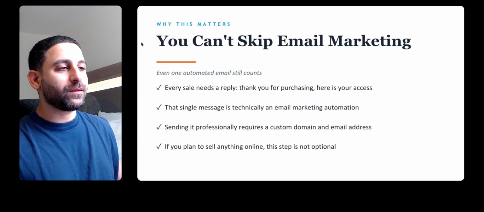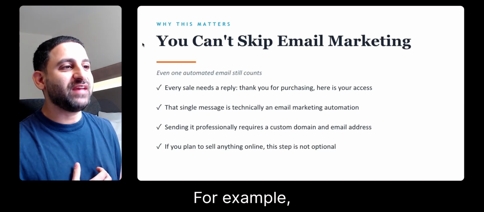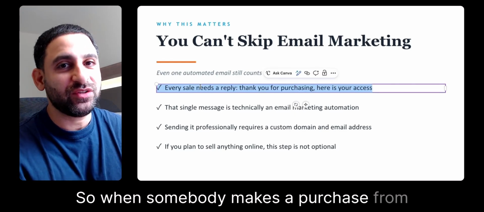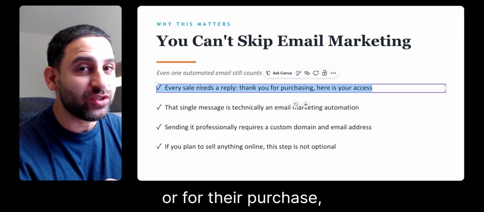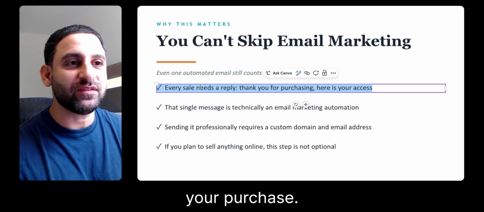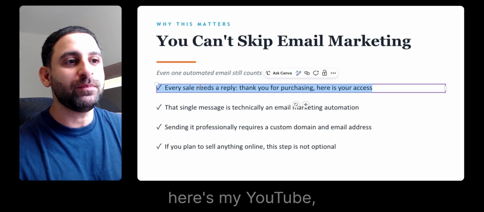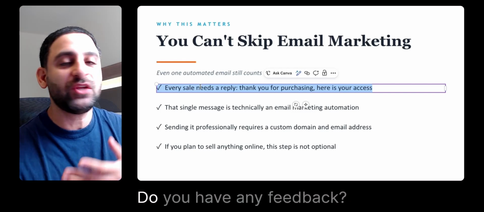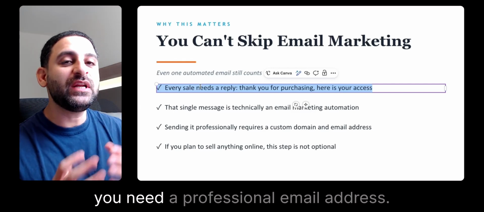Even one automated email still counts. For example, when somebody makes a purchase from you, you make a sale, you want to thank them. They've given you money. You want to say, thank you so much for your purchase, I'd love to connect on a more personal level. Here's my Instagram, here's my YouTube, let's connect. Maybe book a call, reply, let me know you received it, what did you think, do you have any feedback? If you want to automate that process, you need a professional email address.